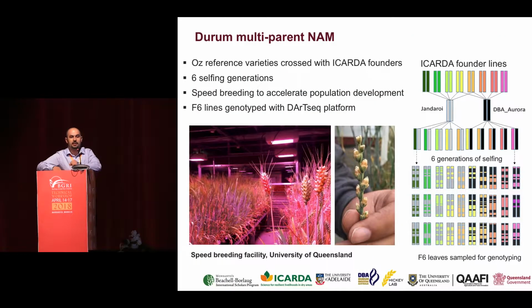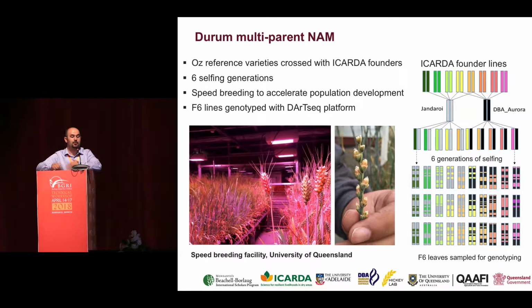So just to give you an idea of the durum NAM, nested association mapping population that I developed, I crossed a number of ICARDA lines to two reference varieties, Australian cultivars DBA Aurora and Jandaroi. Using single seed descent, I created about 100 individuals per population. And to speed up the whole process, because it takes such a long time, I used speed breeding, which Lee will cover tomorrow.